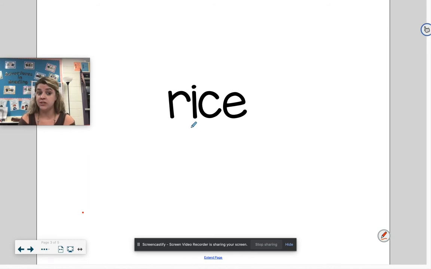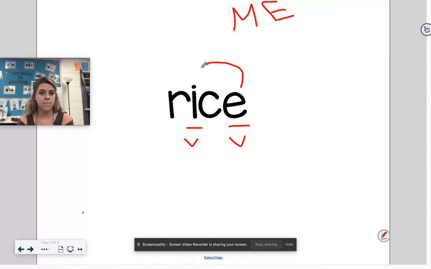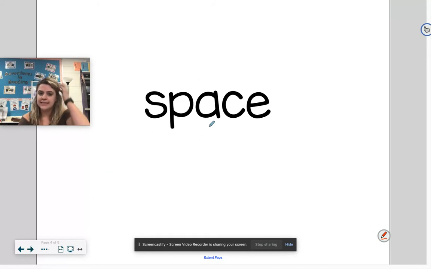Here we go. Rice. Do you see it? What kind of a syllable is this? It is a magic E syllable. Boom. There it is. So the I is going to say its name. I see the letter C, so I need to look behind it. Is there a vowel behind it? Yes, there is. It's an E, so it's going to say S. Ice. Rice. Good job. Here we go. Space. Ooh, I see a magic E syllable. Boom.